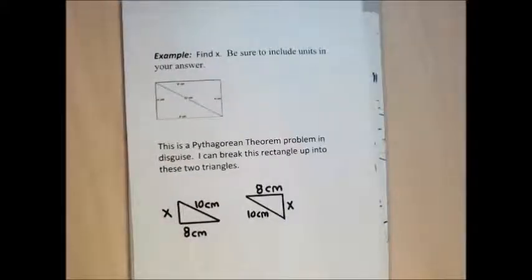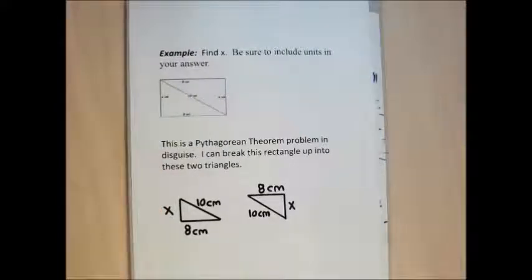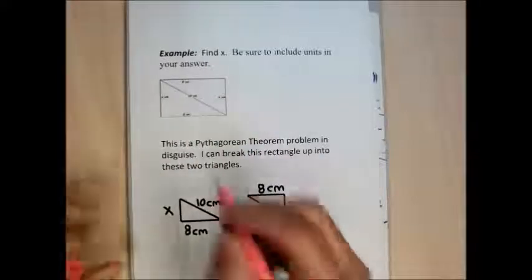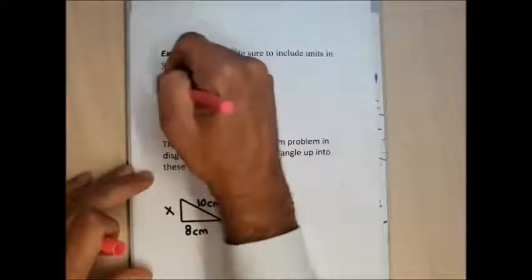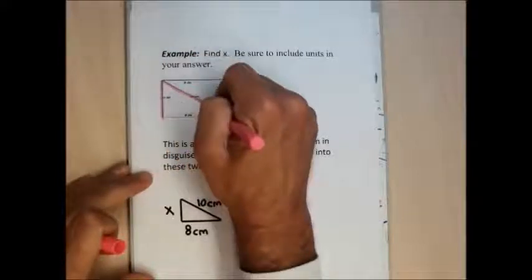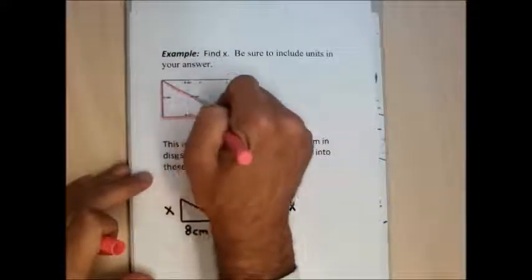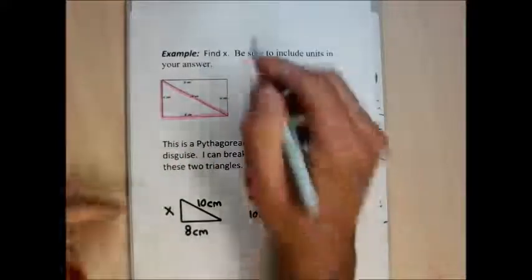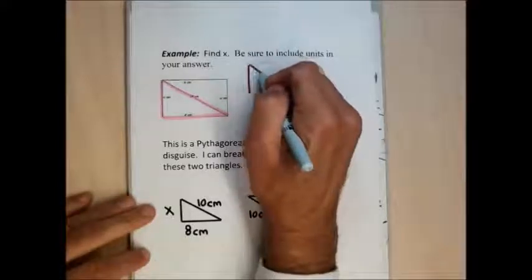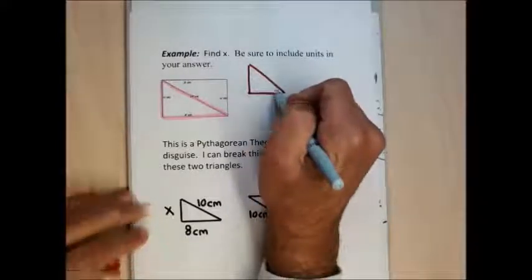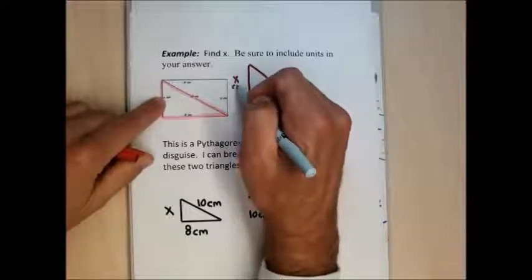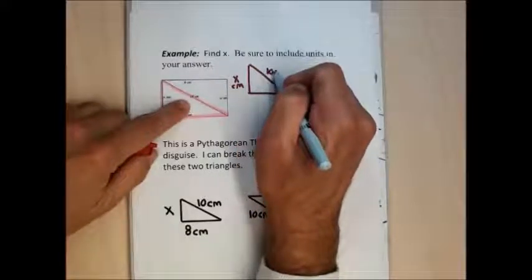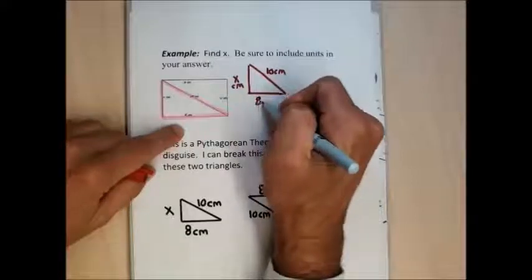I'm just kind of not showing or talking through the work that I've typed up because I'm doing the actual work. So, in this problem, it says find x, be sure to include units. So there's 2 different triangles here, and each triangle has an x. These are similar triangles, actually equal to each other. The first triangle that I highlighted in pink has sides x centimeters, 10 centimeters, and 8 centimeters.